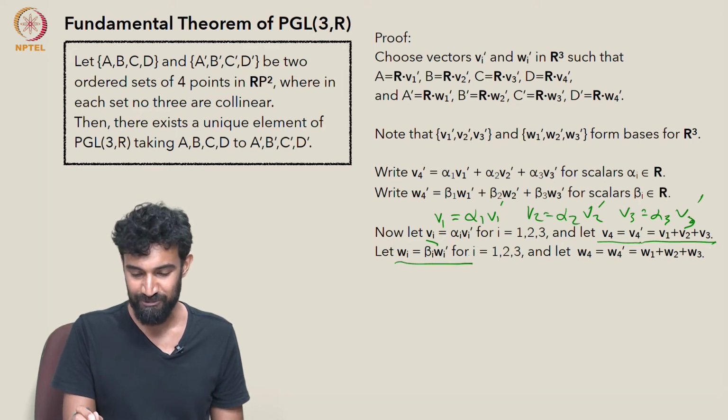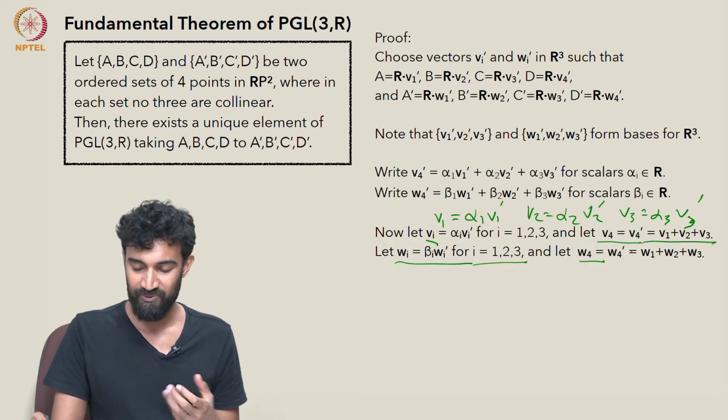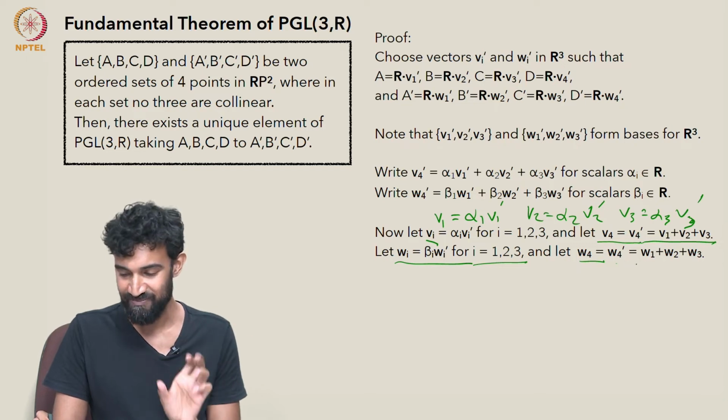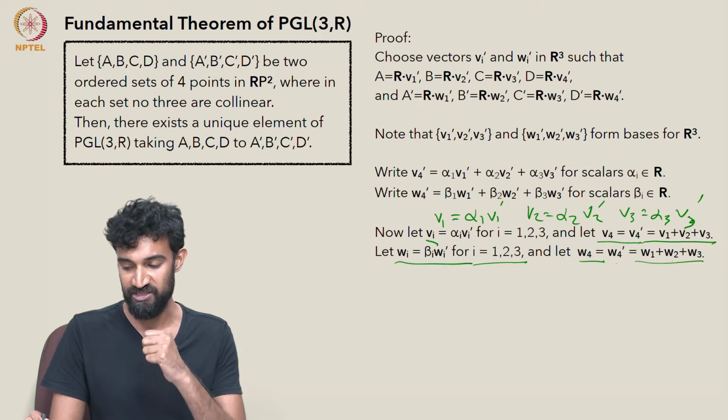Let's do the same thing for the w's. Let wi equal beta i wi prime for each i. Then w4 we'll just let be w4 prime. It's the same thing, and that's just the sum of our 3 initial w's, w1 plus w2 plus w3.